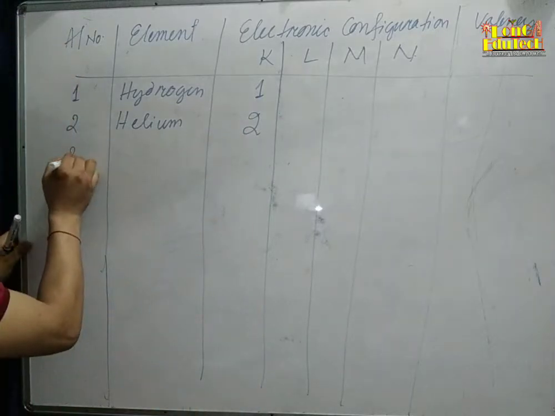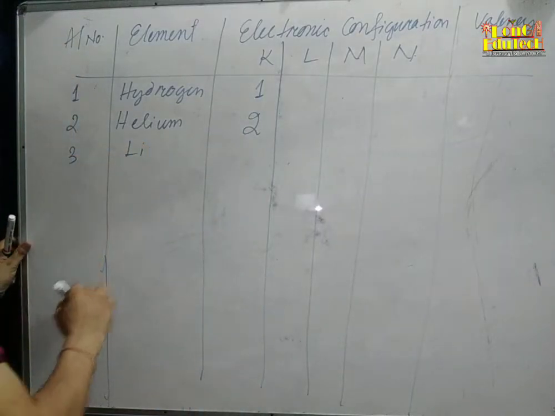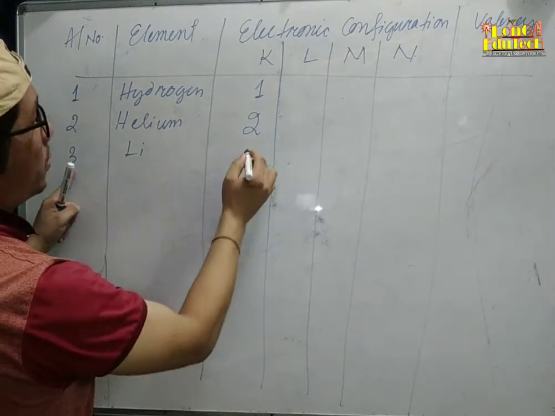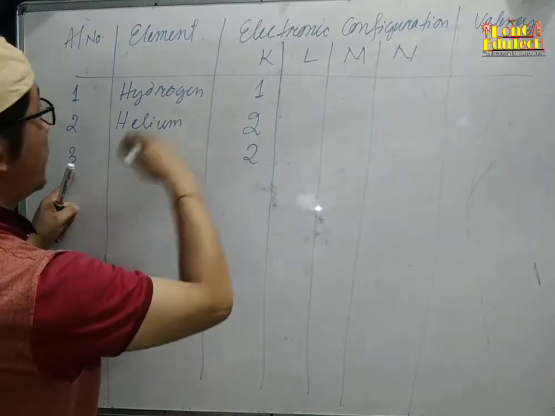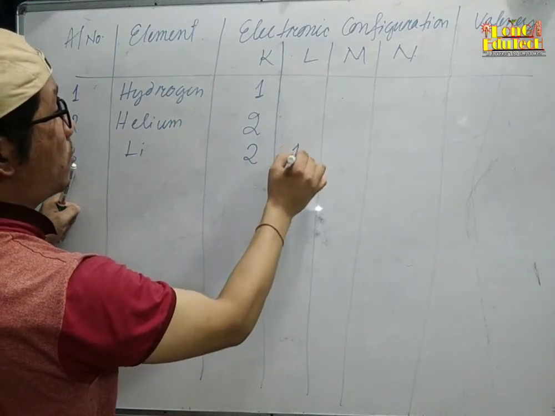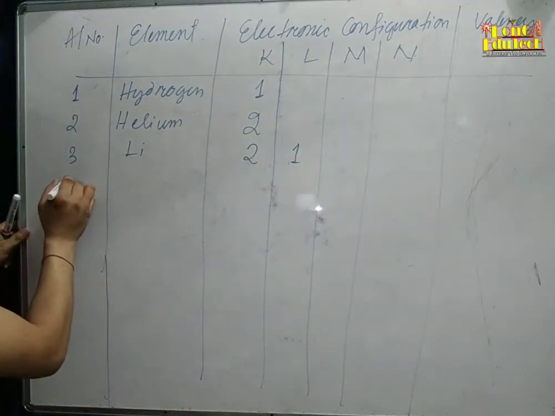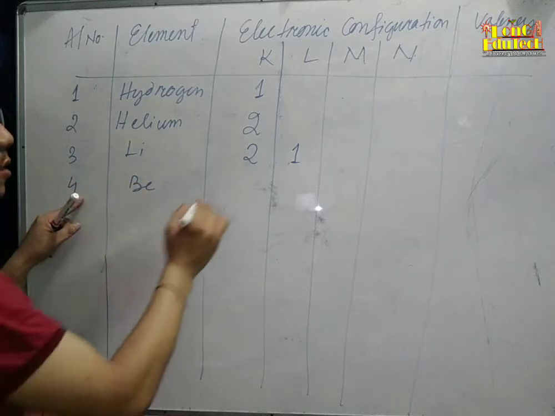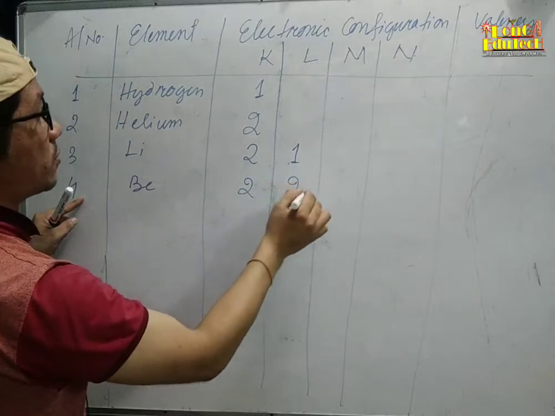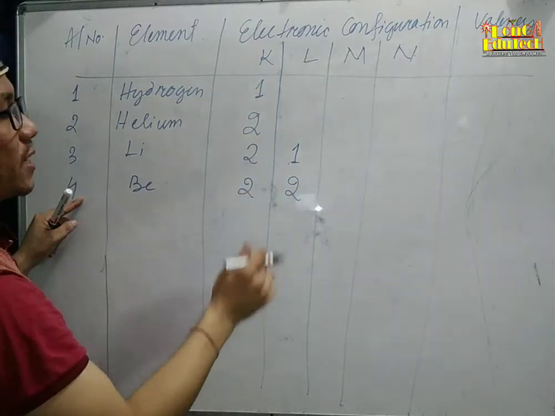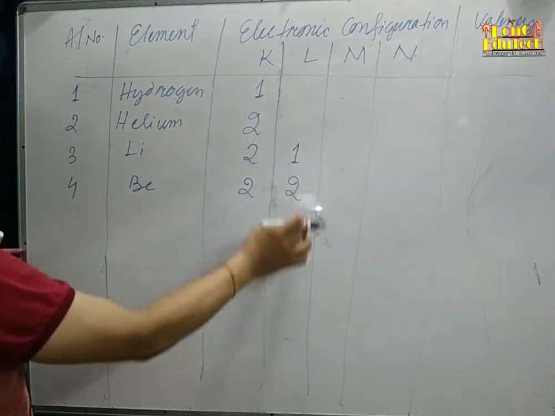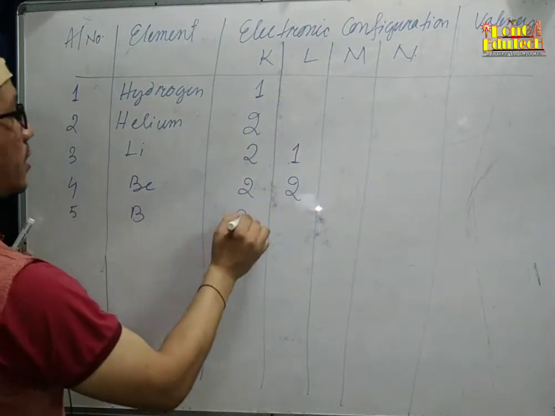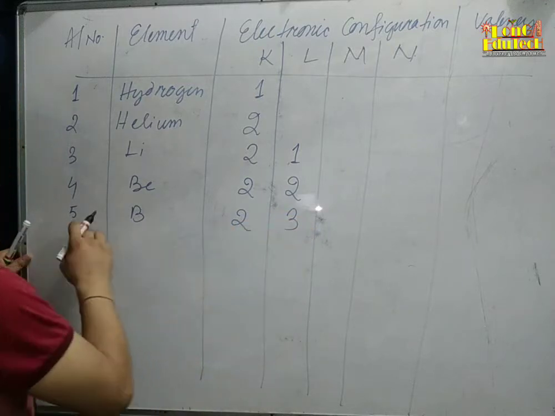And number 3 is lithium, Li. It has 3, so K will not take 3. It will take only 2, and the remaining one it will give to L. So 1 will be here. Like that, number 4 is beryllium. Beryllium has 4, so here it will be 2 and the remaining 2, because K can take only a maximum of 2. So the remaining will go to L till it reaches 8. Number 5 is boron. Here it comes to 2, 3, because 2 plus 3 is 5.